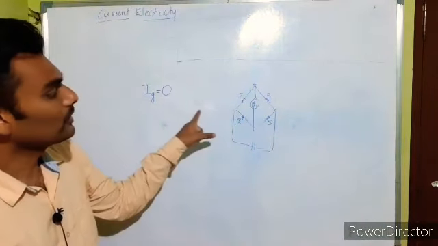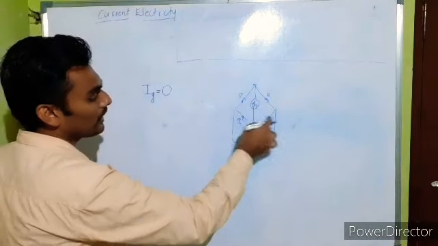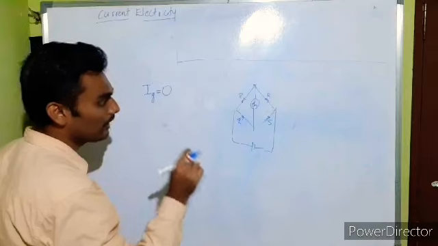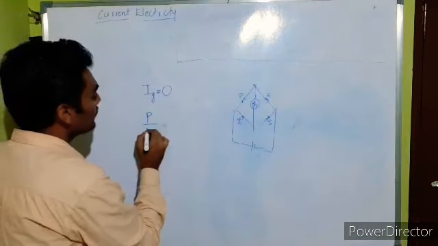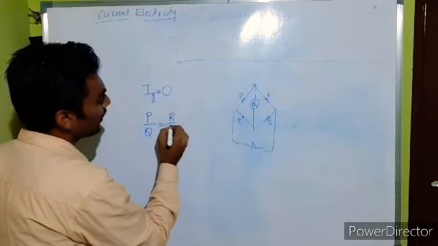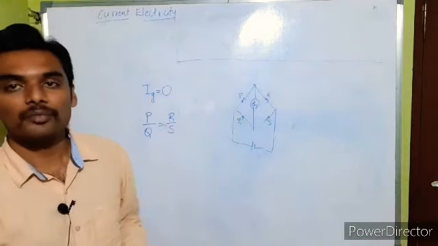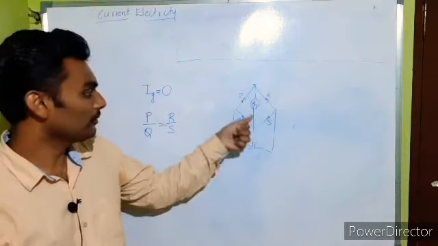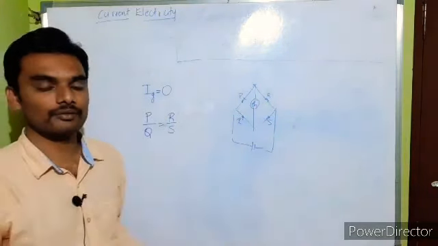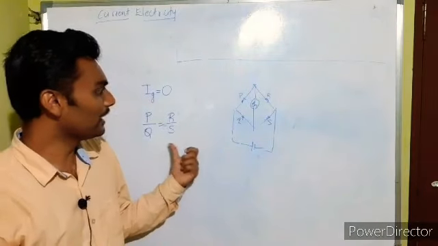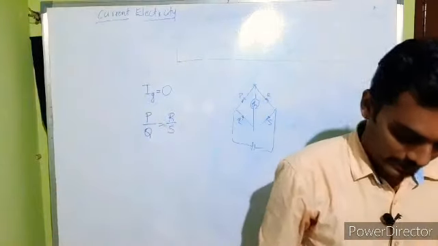And when Ig becomes equal to 0, the relation between P, Q, R, S, when the circuit gets balanced, becomes P by Q is equal to R by S. Even if you interchange the galvanometer and the battery, you put the battery here, galvanometer here, that will not change the balanced condition. This is the balanced condition of Wheatstone's network. Again, an important formula.